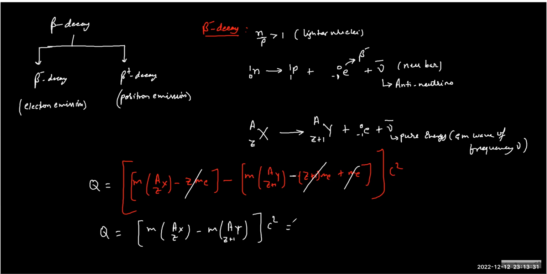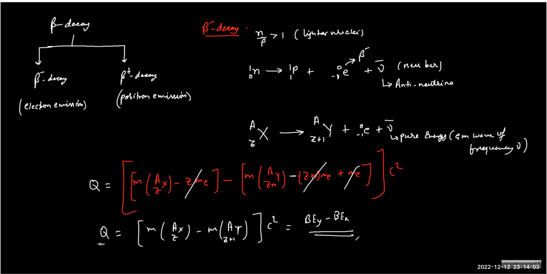Tell me, by common sense: if X forms Y, then Y is more stable than X, correct? And if Y is more stable, then it will release more energy, meaning more binding energy, yes or no? So the binding energy of Y will be more than X. So this is the answer for the Q value.